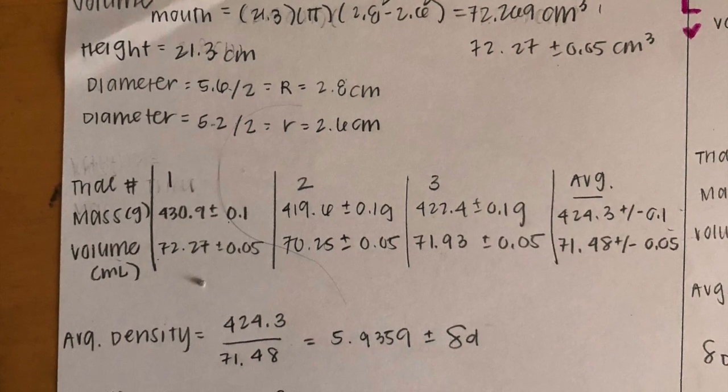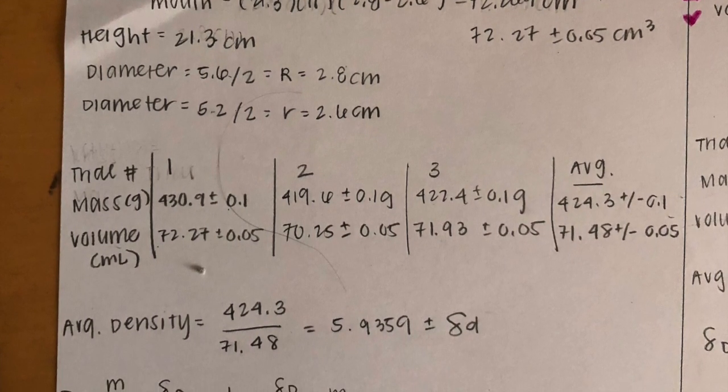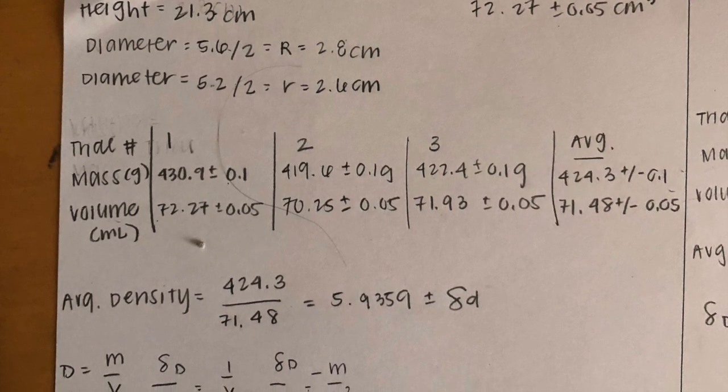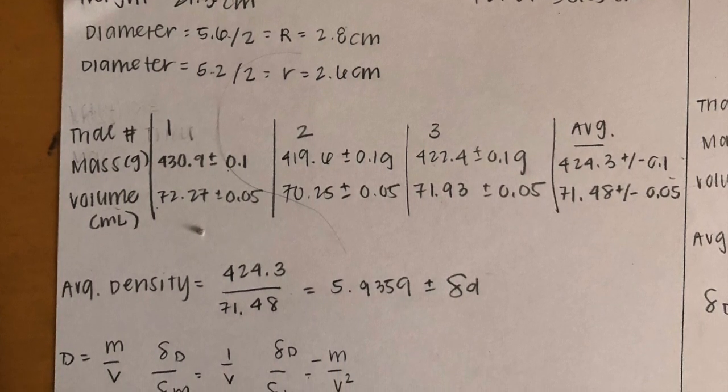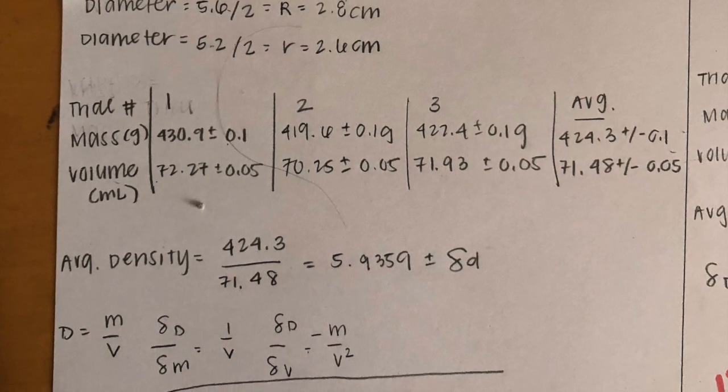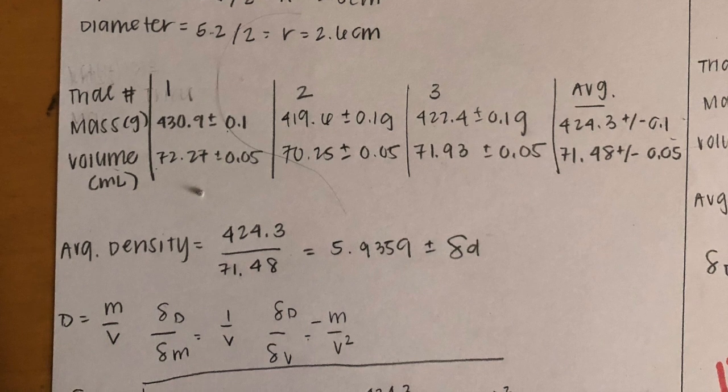And then I averaged the mass values out and the volume values out, and then I divided the mass by the volume to get an average density of 5.9359 plus the uncertainty of density.